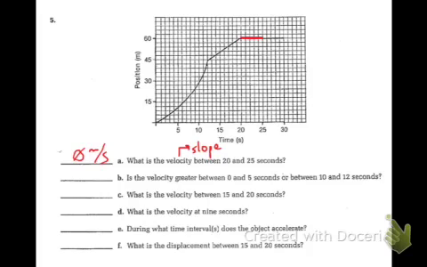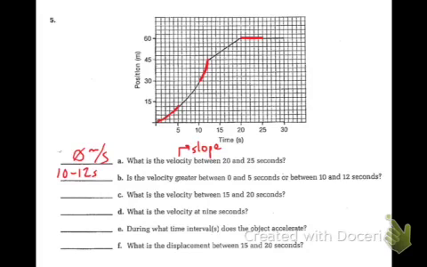Is the velocity greater between 0 and 5 seconds or between 10 and 12 seconds? So taking a look here, we're comparing that to that. So which one gives us the steeper slope? 10 and 12 seconds.